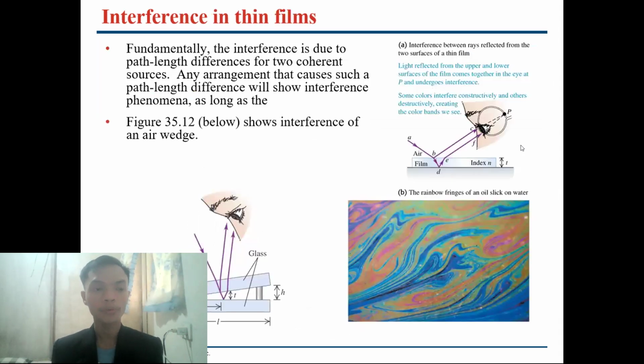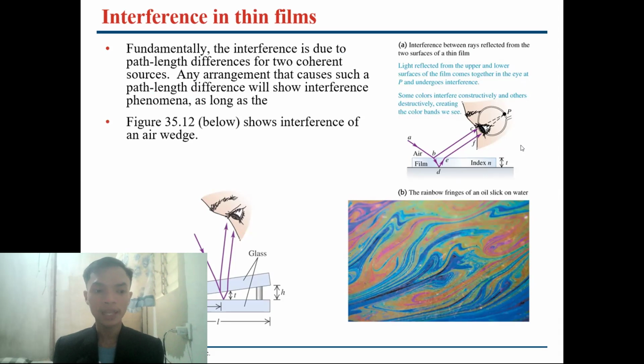So let's move on to the interference in thin films. Fundamentally, the interference is due to path length differences for two coherent sources. Any arrangement that causes such a path length difference will show interference phenomena, as in figure 35.12 shown below, which shows interference of an air wedge.